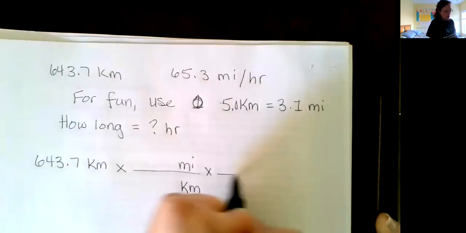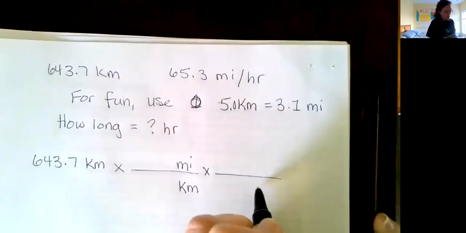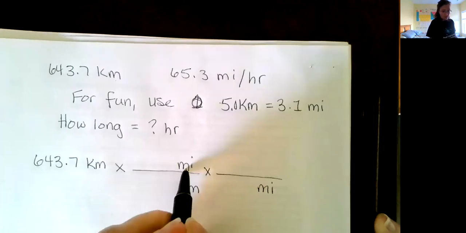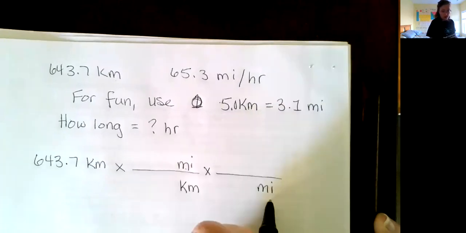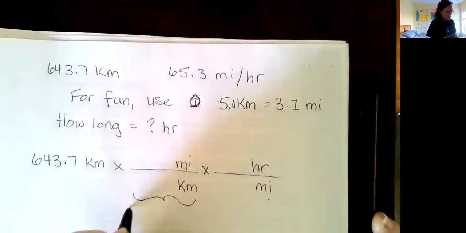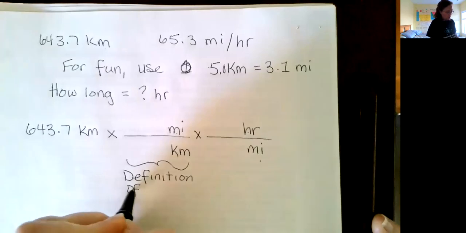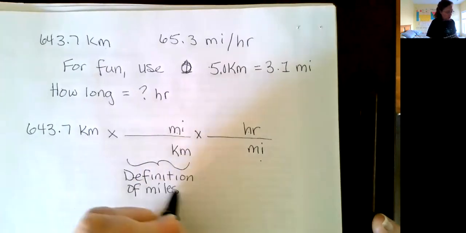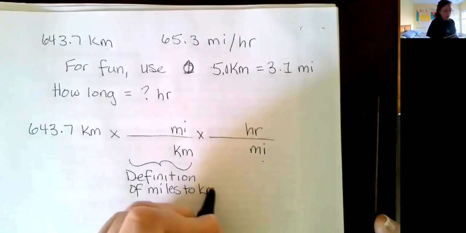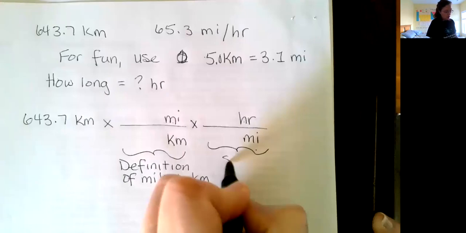I need another times in a line because I was asked for time, for hours. So miles will go on the bottom. The guy on top goes on the bottom to cancel out. Then on top, I'll put the hours. This information will come from the definition of miles to kilometers, let's say. Okay, that's something I can look up. This information is coming from the speed.